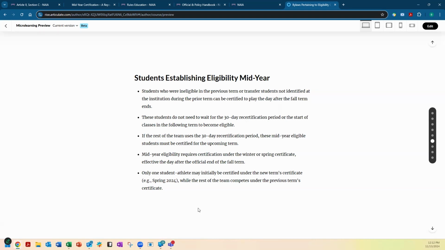If you have one student who's coming in and they are ready to go come the end of the fall term, that one student can kick off the certificate for the spring term, given that they meet all other spring requirements for eligibility. They have the eligible EC decision. They have been registered in classes and have that official transcript ready to go. So at the end of the fall term, that following day, you can kick off the spring certificate with one student who's ready to go to be competing under the spring certificate for competition.